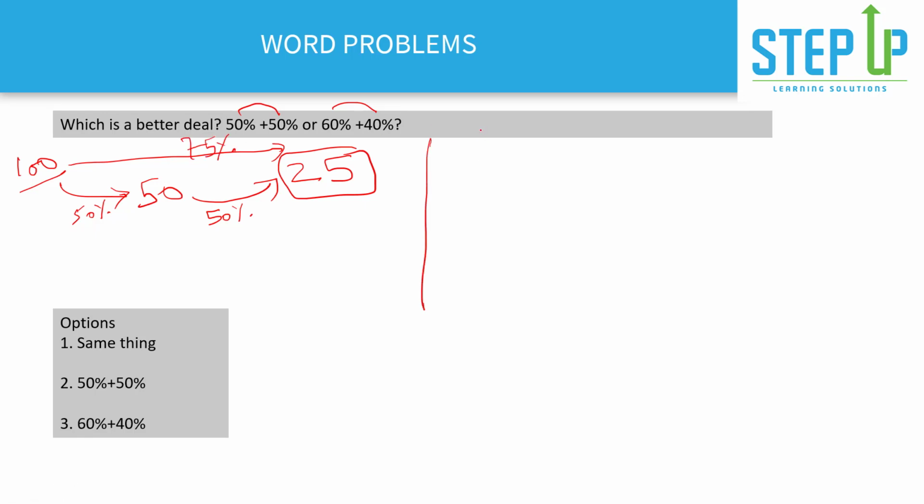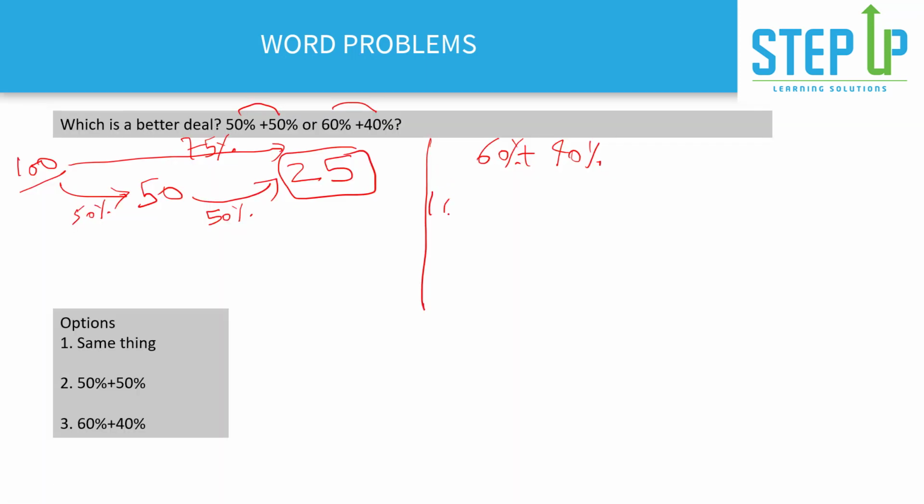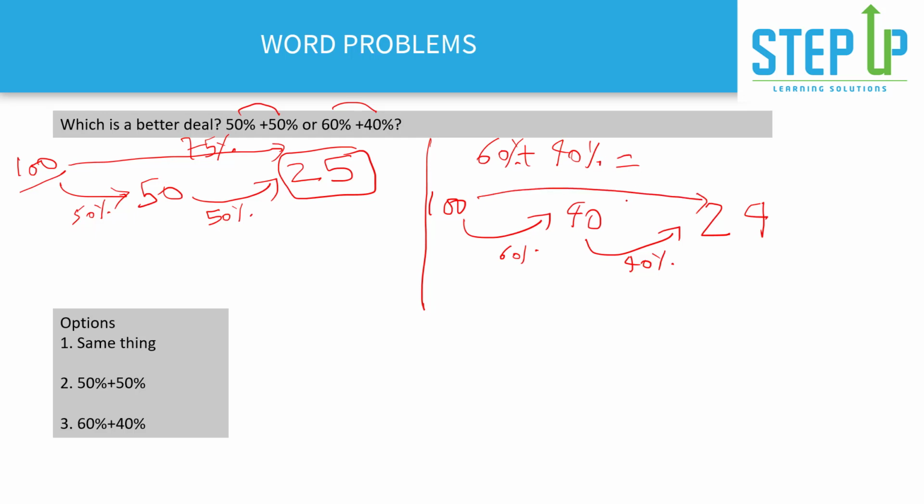Let's see what 60 plus 40 translates to. 60 plus 40%, right? So let's say the price of a shirt was 100 and there is a 60% discount. So this becomes 40, the price. Now they're saying there's an additional 40% discount on the same. So 40% of 40, that means this is 16, so it becomes 24. That means from 100 it has actually become 24. So 60 plus 40% is actually equivalent of 76% discount. So the math tells us that the second is a better option.